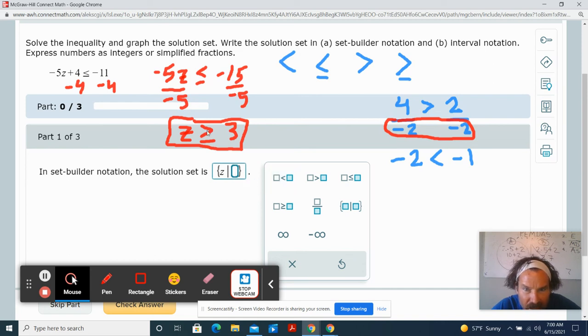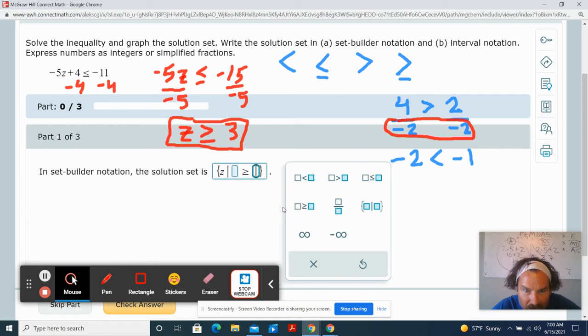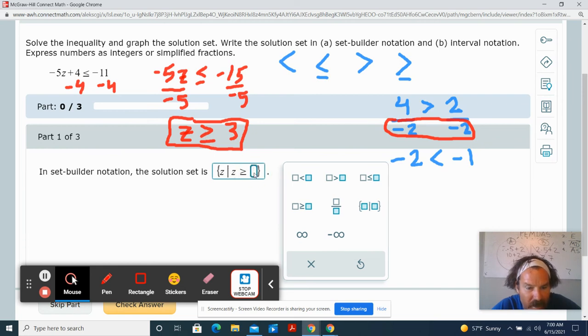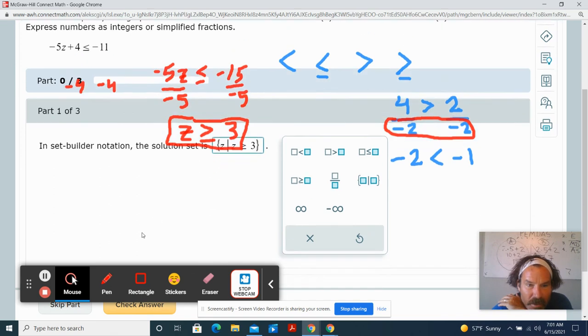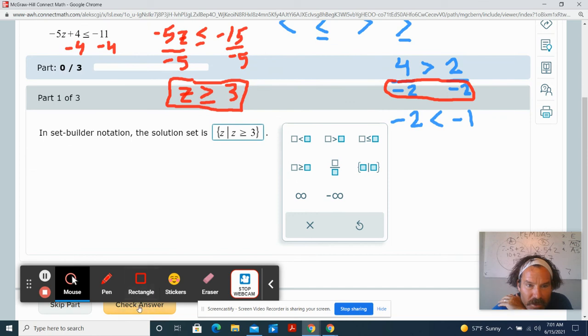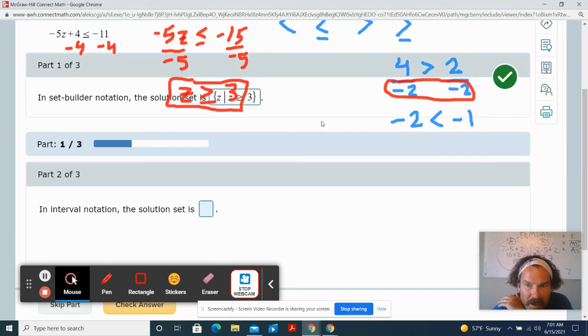It's going to be greater than or equal to. So I'm going to click this box here and put a z here, and it's already got the greater than or equal to, and then I put the number 3. It's basically the same thing as we have up here in red, z is greater than or equal to 3, except they have that z in the little bar. Then we can check our answer before we go to part 2, and it gives us the green check mark.